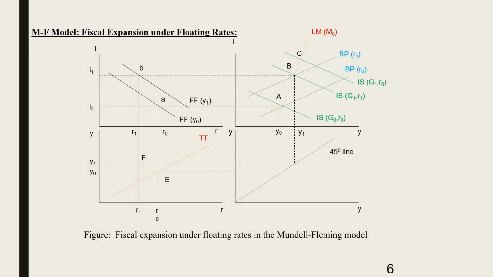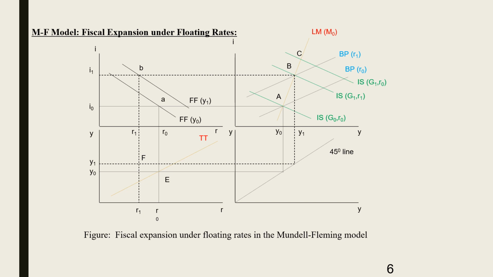Now we are going to explain the fiscal expansion under floating exchange rate. This figure illustrates the effect of a pure fiscal expansion with an unchanged money stock. In this case, with a fixed money stock and constant price level, the LM curve is unmoved. Fiscal expansion shifts the IS curve to the right.